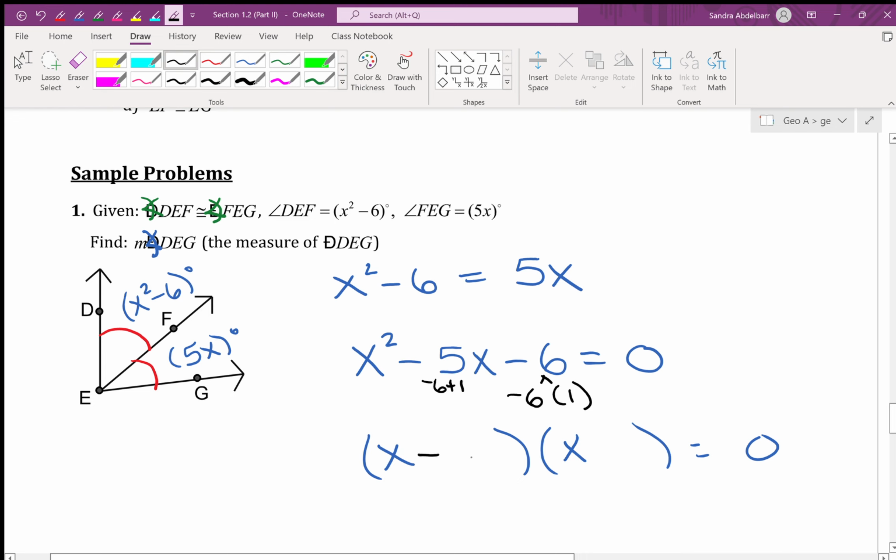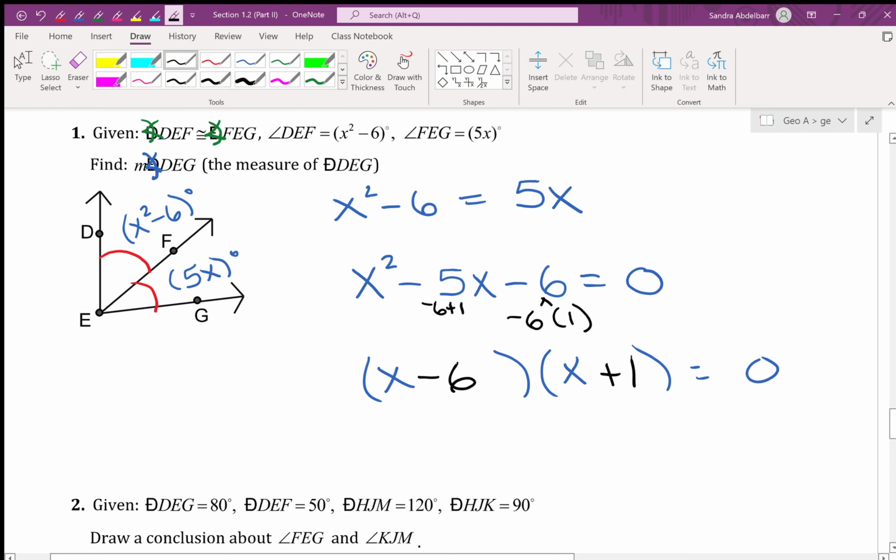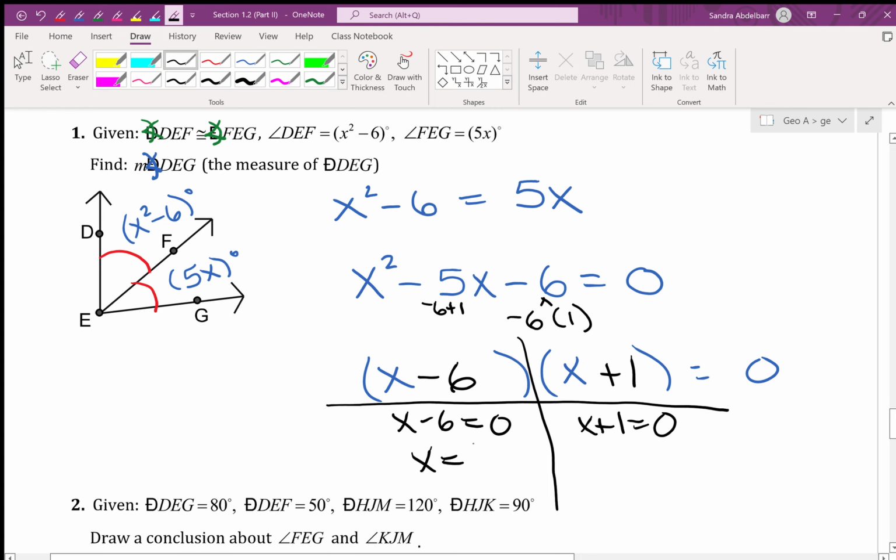So we have x minus 6 and x plus 1, and now our answers are not negative 6 and 1, because what do I have to do now? Set them both equal to 0 and solve. So x will equal 6, x will equal negative 1. Are you allowed to have a negative x? Yes, you are allowed to have a negative x.